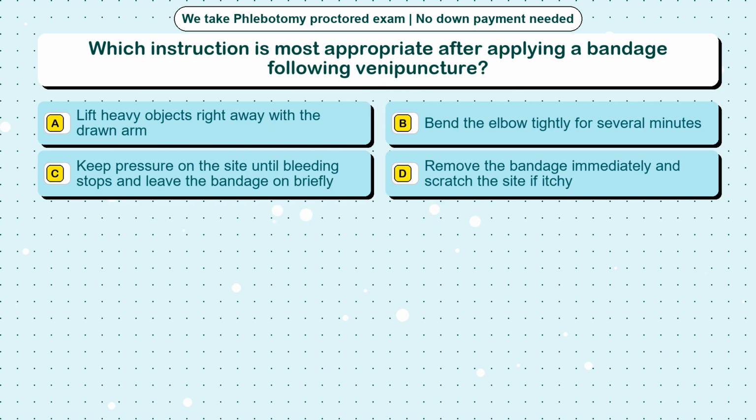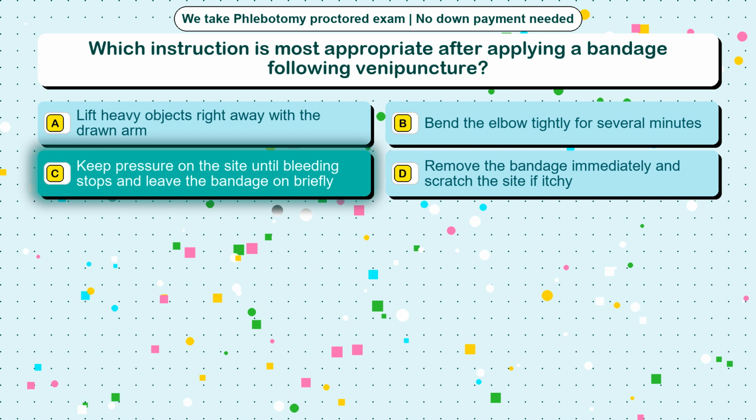Question 87. Which instruction is most appropriate after applying a bandage following venipuncture? Option A. Lift heavy objects right away with the drawn arm. Option B. Bend the elbow tightly for several minutes. Option C. Keep pressure on the site until bleeding stops and leave the bandage on briefly. Option D. Remove the bandage immediately and scratch the site if itchy.